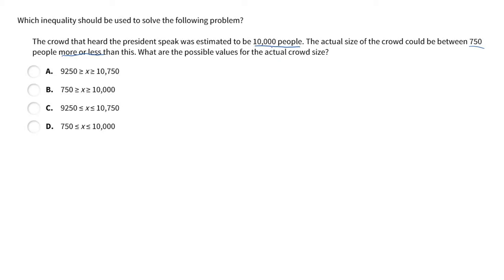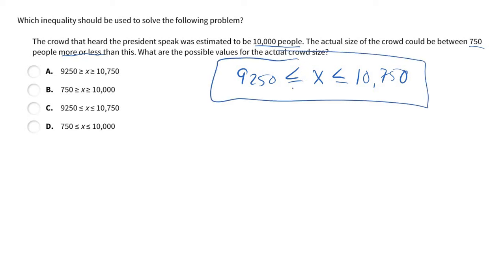So there's a range. What's 10,000 minus 750? Well, that's 9,250. What's 10,000 plus 750? So 10,750. So here's the low end, here's the high end. It could be up to and including that, and it could be down to and including that. So again, I didn't even look at the choices. Notice I came up with what I think the solution should be. Let's go look at the choices and see if we find the one that matches.